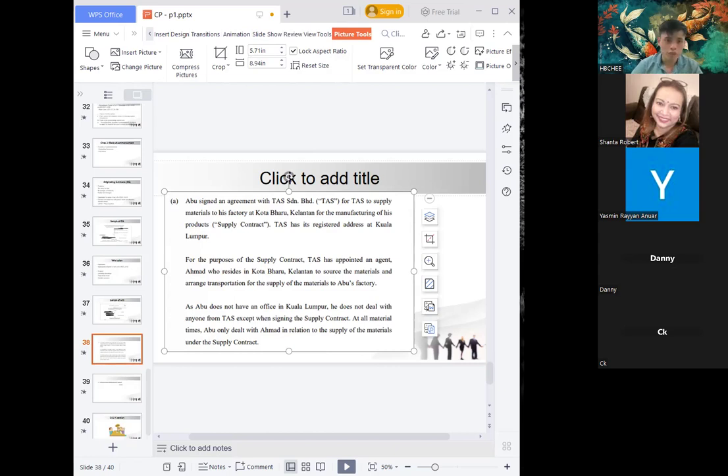So the place of business is Kelantan already, because it sources the material and arranges transportation. The registered address is at Kuala Lumpur. However, the cause of action is to supply material to his factory in Kelantan as well, so you can file the action either in the KL court or in the Kelantan court. Is that clear for everyone?